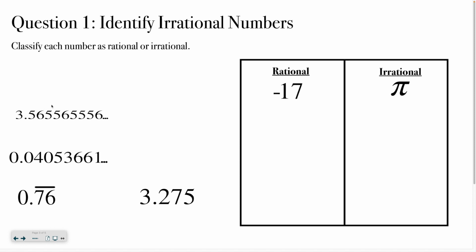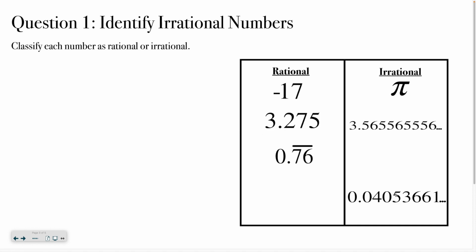Then I see a few other options here, and by a few I mean actually there are 4 options. I want you to take a look at these 4 numbers and see if you can figure out which category they would go in. Good luck. Okay, hopefully you ended up categorizing them like this, where you said 3.275, that decimal ended, so it's rational, and 0.76 repeating, that is rational because it is repeating.